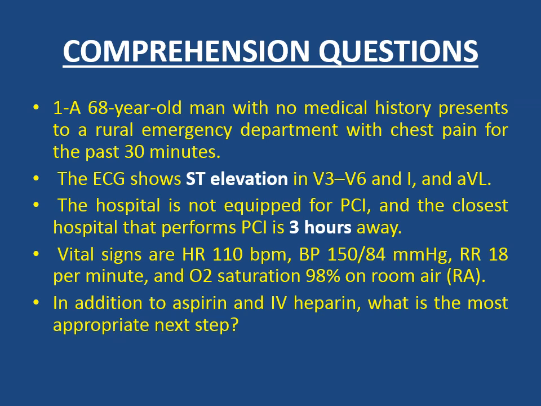The vital signs are heart rate 110 beats per minute, blood pressure 150 over 84, respiratory rate 18 cycles per minute, and oxygen saturation 98% on room air. In addition to aspirin and intravenous heparin, what is the most appropriate next step?